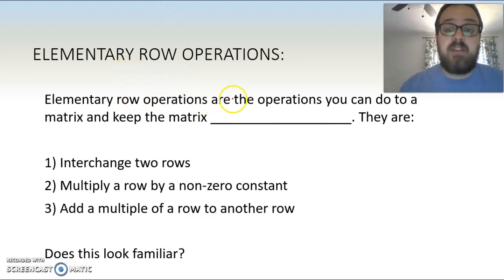And elementary row operations are operations you can do to a matrix and keep the matrix equal. Basically, if we do these steps, we are keeping a matrix that is equal to the other matrix. It is basically the same value as the other matrix that we have.